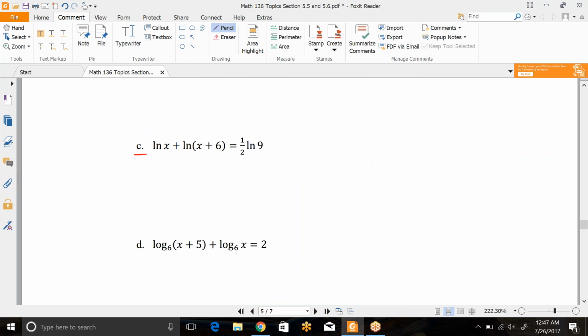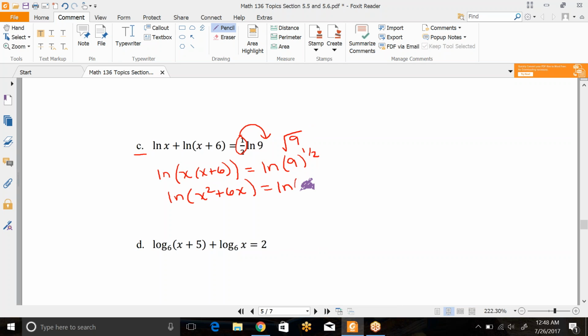For the C part, again, we can use the fact that there's a plus between two logs that have the same base. This is natural log, which is base e. So this would become natural log of x times x plus 6. So we turn that into times between the two arguments. On this one, this is a coefficient, so that can be put back on here as a power. So that's going to be natural log of 9 to the 1/2. This is natural log of x squared plus 6x if we distribute. And this will turn into the square root of 9, which would be just 3. And since we have a log that matches the same base on each side, we set the insides equal.